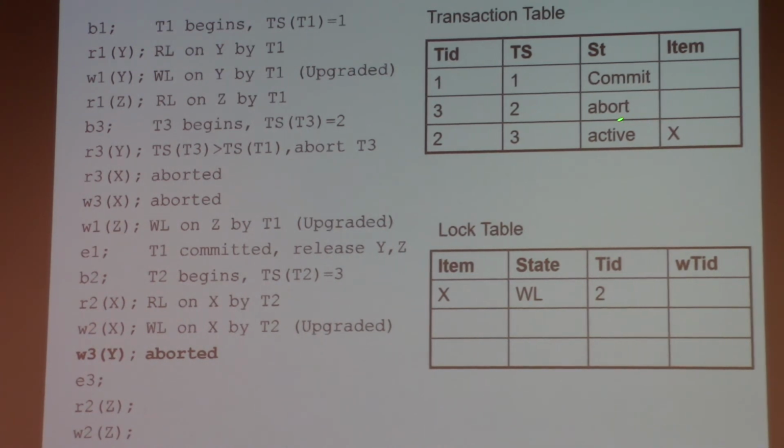Transaction 3 is already aborted, so nothing happens. And this is transaction 2, read lock on Z. So another item, and C will be the new entry on the lock table, and upgrade the write lock, and finally T2 is committed.